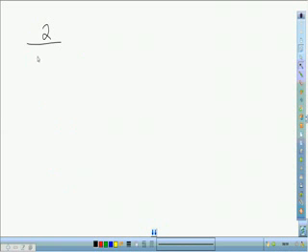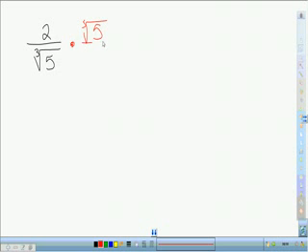Now let's say we don't have a square root. Let's say the index is a 3 and I have a cube root of 5. Well, your initial thought is going to be to just multiply it by the cube root of 5 divided by the cube root of 5.